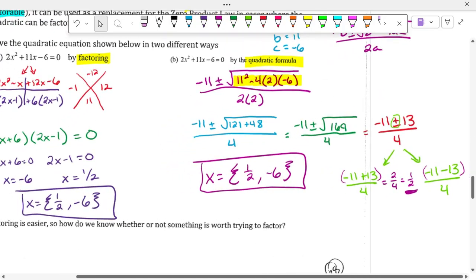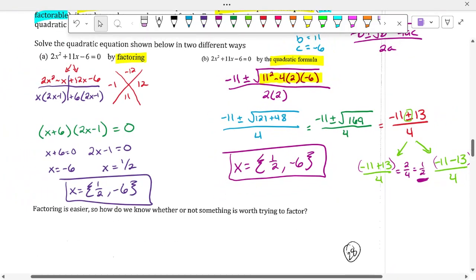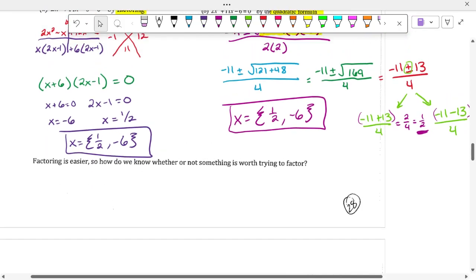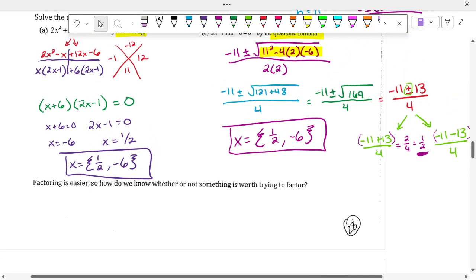So we already know factoring is easier, but how do we know if it's worth even trying to factor it? What do we always start with? Well, we know it's saying equal to 0, but how do we start solving by factoring after we said equal to 0? You would multiply the A times C and look at the B value and see if it's even possible to come up with factors that would add to that.